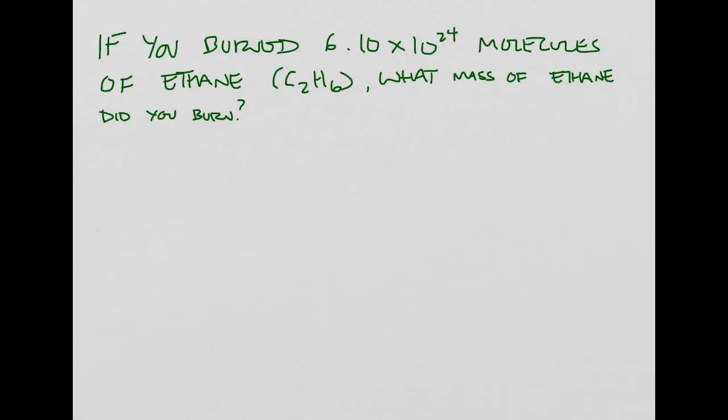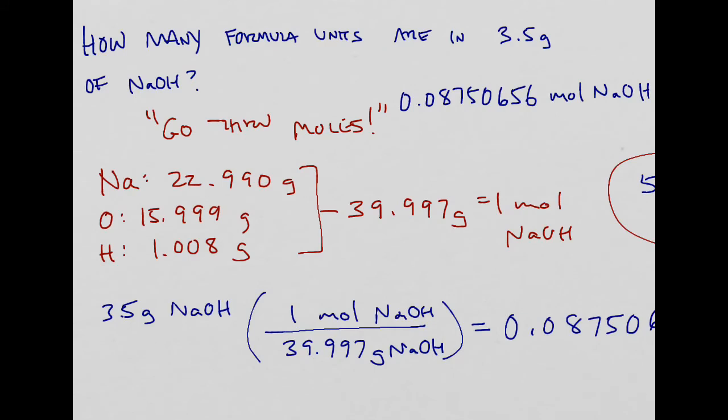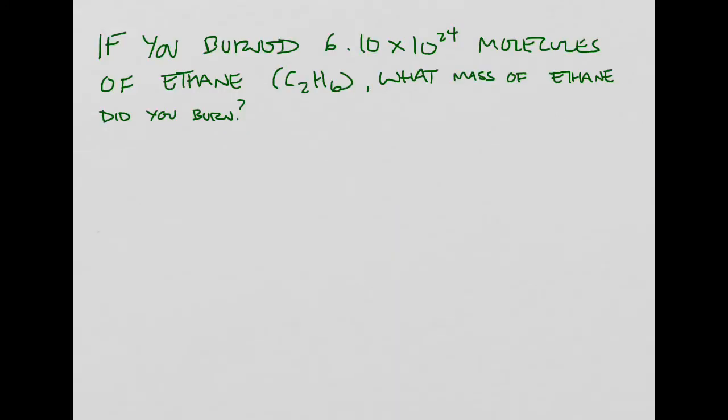Okay, so here's the question. If you burned 6.10 times 10 to the 24th molecules of ethane, C2H6, what mass of ethane did you burn? Now don't get tricked by this one. Be careful. Think about this again in terms of what we just did here. Go ahead and work on this.